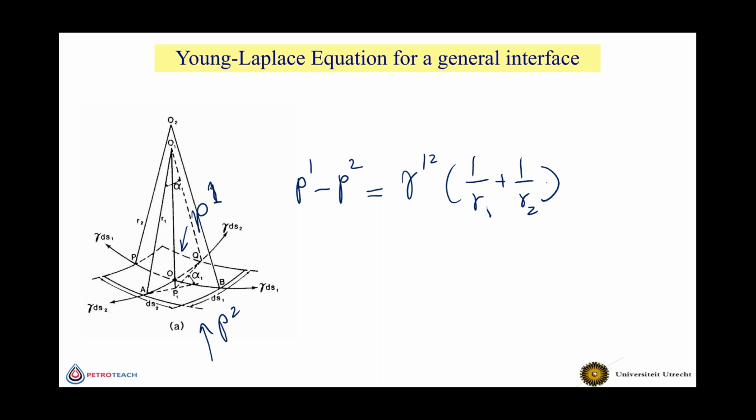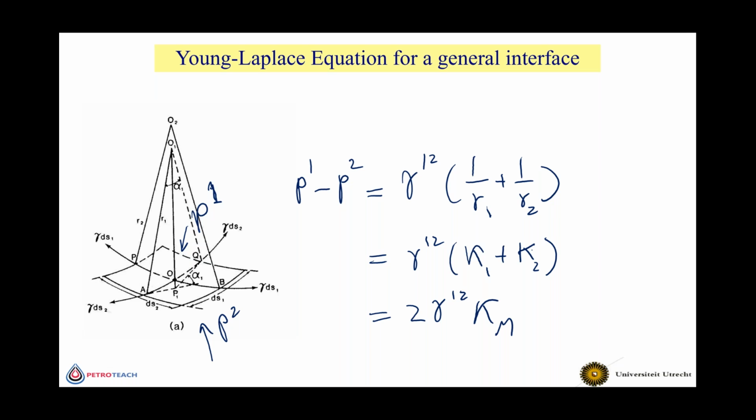So this is actually the general Young-Laplace equation. And you can also write this as gamma 1,2 times the curvature in direction 1. Curvature is the inverse of the radius of curvature. You can write it like this, or you can write it as 2 gamma 1,2 times the mean curvature, where the mean curvature is the sum of the two curvatures divided by 2. So this is the formula that I'm sure many of you know.